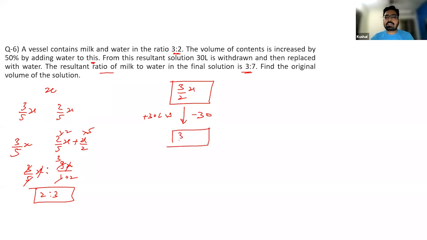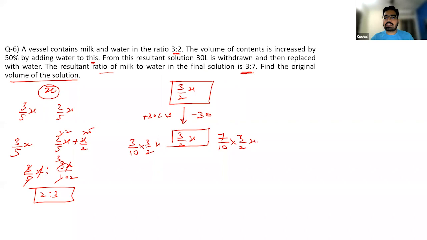Finally, again, you will still get 3 by 2x over here as the volume. And this has got milk is to water ratio as 3:7. Find the original volume of the solution. That means they are looking at the value of x over here, right? So now, if you say 3:7 is the solution over here, what is the quantity of milk over here? It is going to be 3 by 10 of 3 by 2x. And what will be the quantity of water over here? 7 by 10 of 3 by 2x.